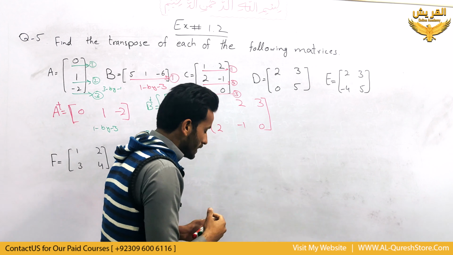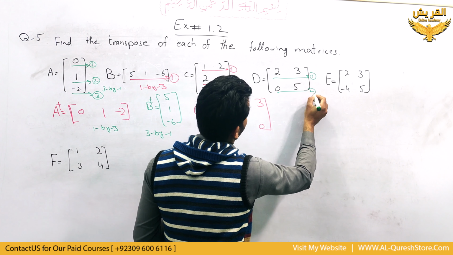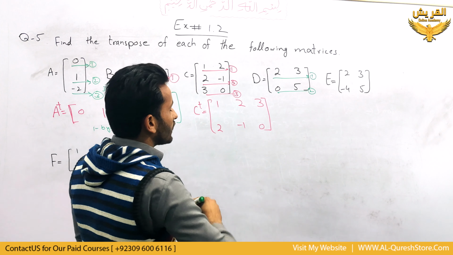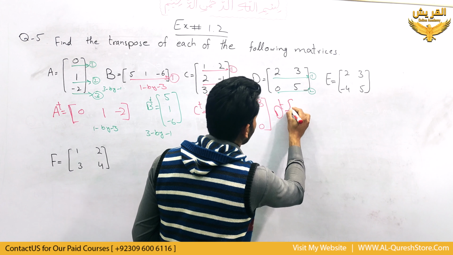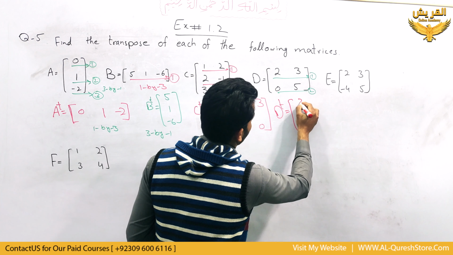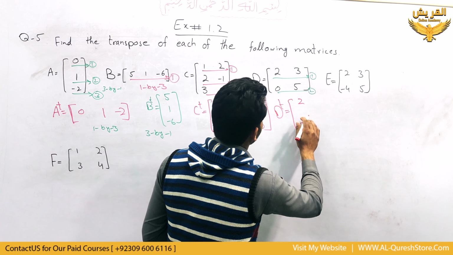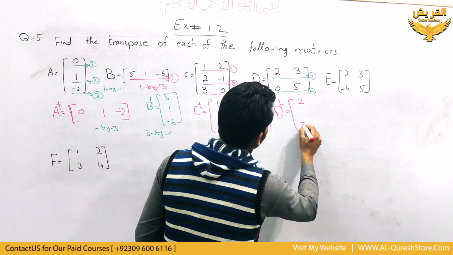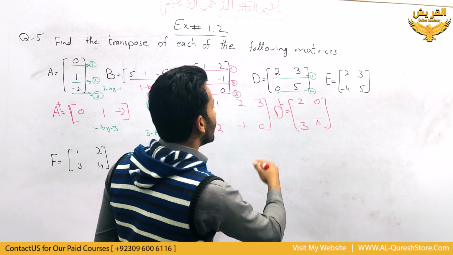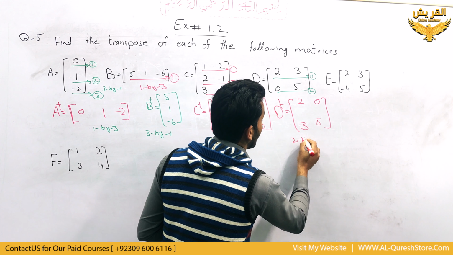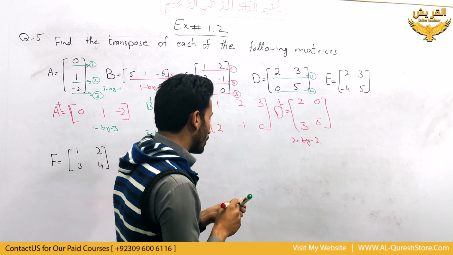See the next one, D matrix, having number of rows 2 and number of columns also 2. First row changes into first column and second row changes into second column in D transpose. First row 2 and 0 change into first column, and 2 and 3 change into first column, and 0 and 5 change into second column. So its order remains the same, 2 by 2, but its columns change into rows and rows change into columns.